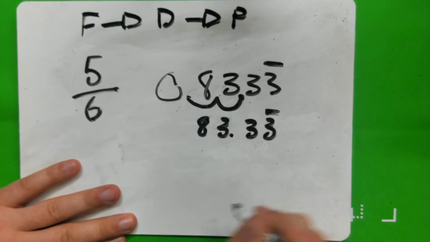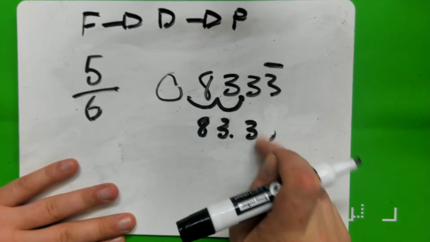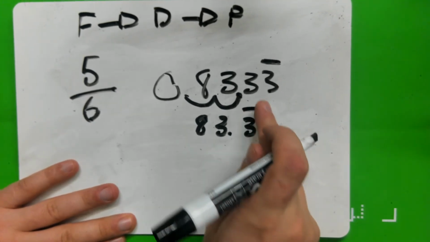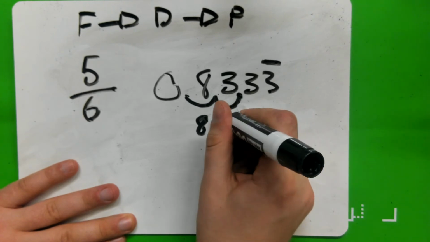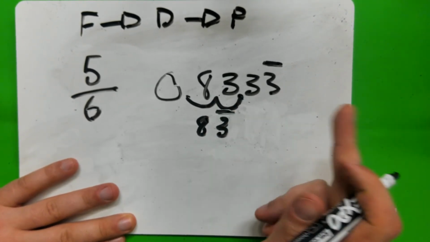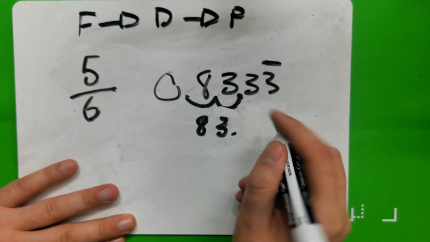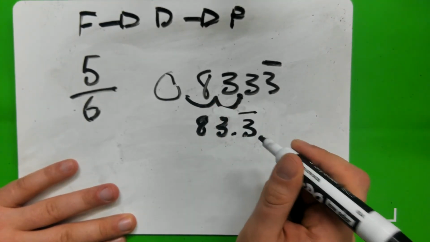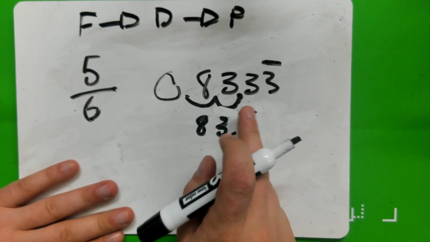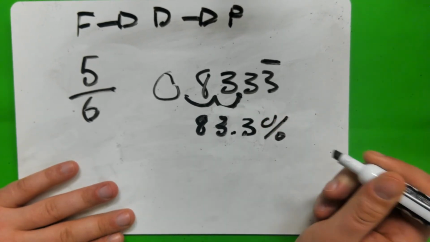83.33. This is repeating forever. I could have put another bunch of 3s if I wanted. I could have also done this if I wanted. Okay, and I guess technically, I could have even done this. Right, but it doesn't look very proper without the decimal place. It's normally more accepted if we have it after the decimal place. Okay, so this is 83.3. No, it's not 83.3. It's 83.3%.